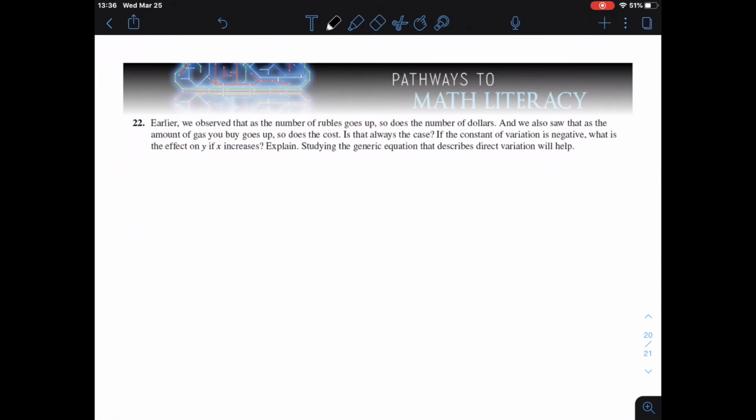All right. So earlier we observed that as the number of rubles goes up, so does the number of dollars. And we also saw the amount of gas you buy goes up, so does the cost. So is this always going to be the case? If the constant of variation is negative, what effect does it have on y if y increases? And we want to explain. So we want to think about the generic equation that describes this. So basically what this is saying is we have this direct variation, but we know this constant is going to be negative. So this value of k is negative.